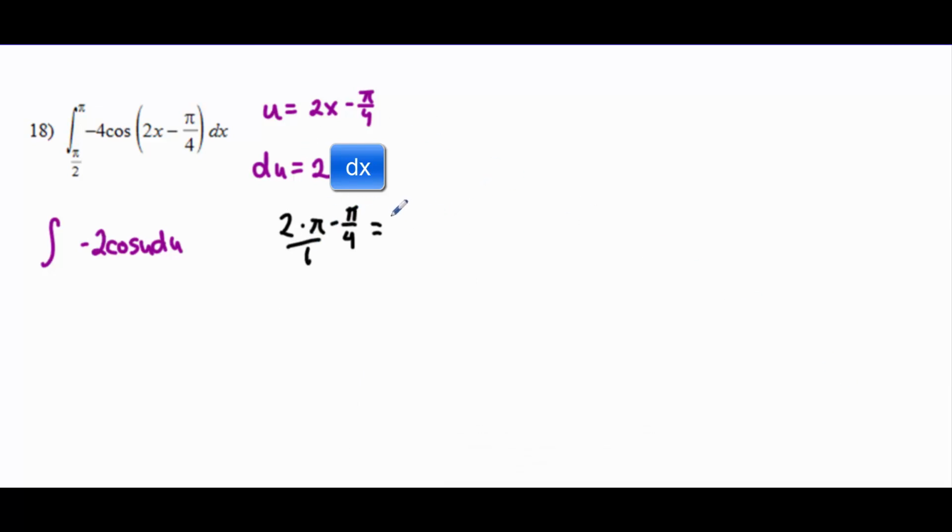So if I have 2 pi over 1 and I want a common denominator, I times the top and the bottom by 4. So I need 8 pi over 4 minus pi over 4. So that's the other way of getting 7 pi over 4. When I plug in pi over 2, that's 2 times pi over 2 minus pi over 4. These 2's cancel so that I get pi minus pi over 4.